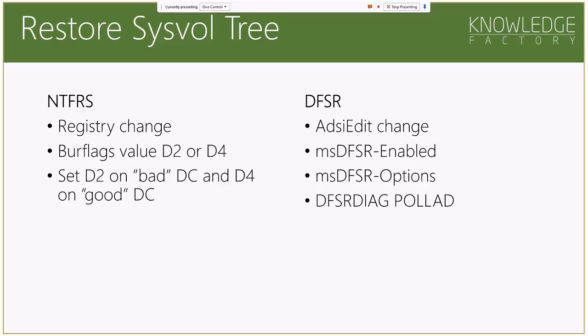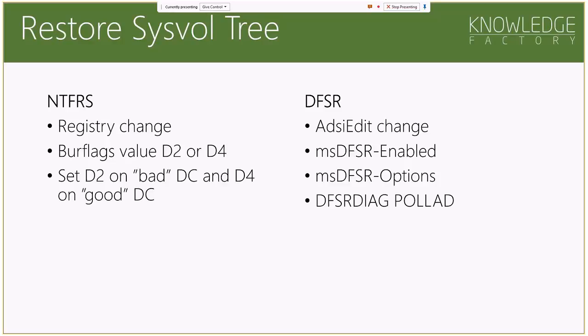In NTFRS, you have the BurFlags registry value. D4 means it's an authoritative restore, which means FRS treats the files and folders in its local copy of the SYSVOL tree as authoritative for the replica set. And only one member of the FRS replica set should be initialized with the D4 setting. Think of D4 as rebuilding the FRS part of the first domain controller in a new domain.